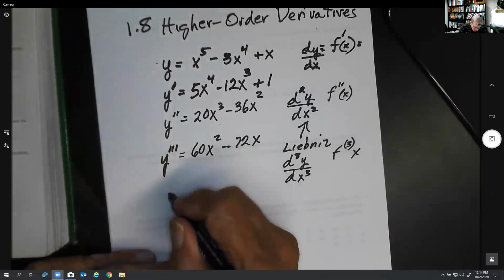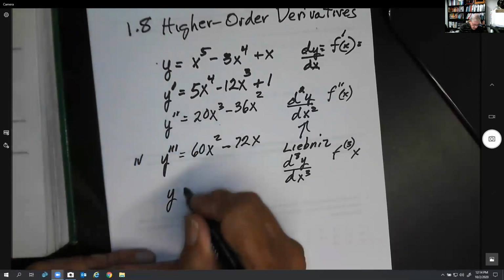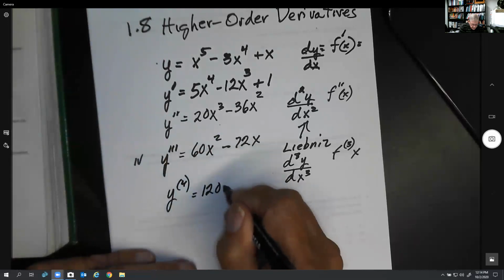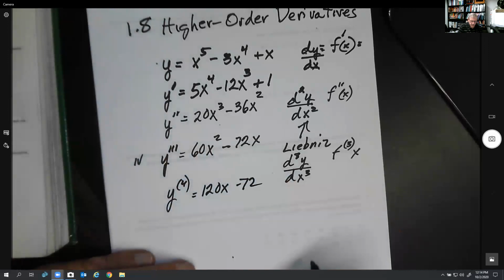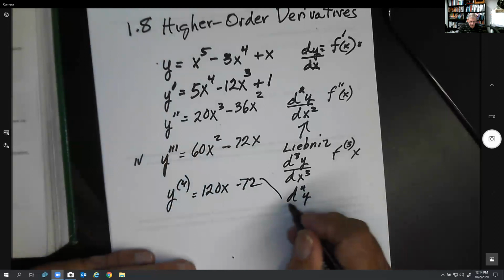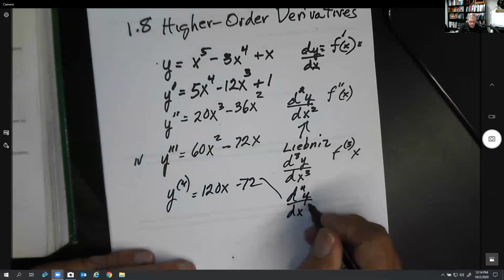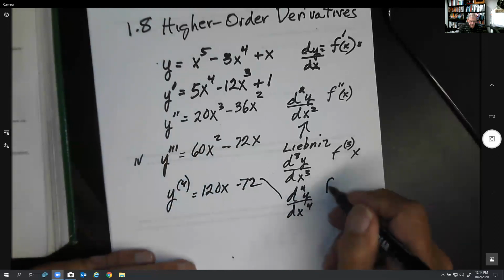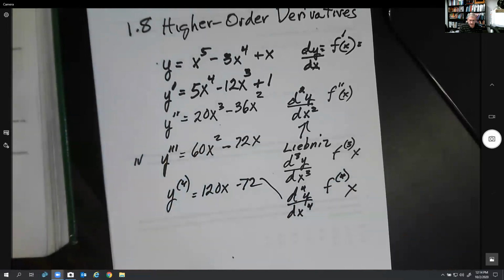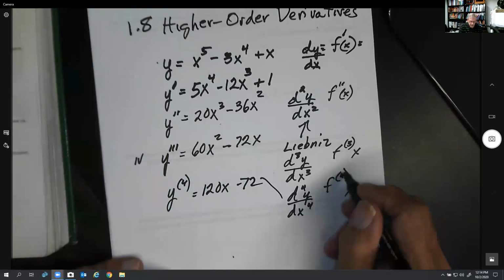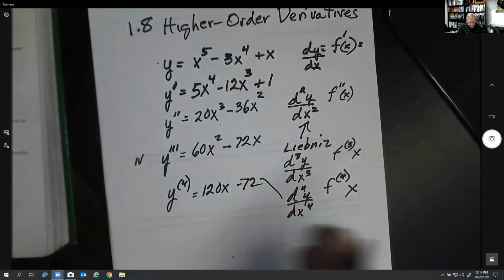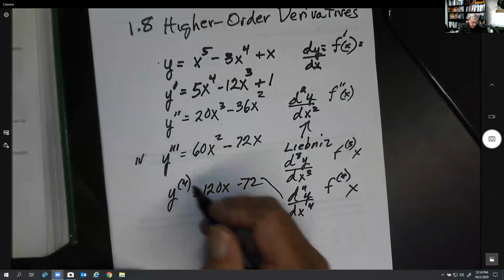Okay, let's take the fourth derivative. We can use IV, or we could put a little 4 here. That would be 120x minus 72. And again, this would be d to the fourth y over dx to the fourth. Or we could write it as this notation. So there's a lot of different ways we could write this. Sometimes they use function of x, sometimes they use y. Usually we use the y because it's faster to write.